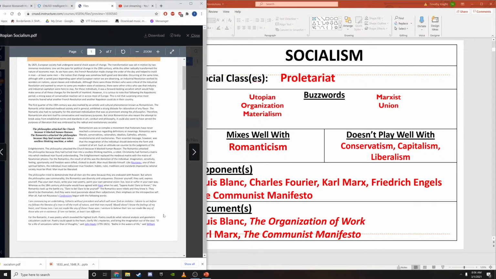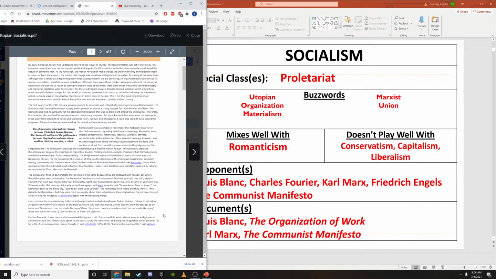The Romantics were rebels, and they knew it. They dared to be themselves, and they were most passionate about their subjectivism, their emphasis on the introspective self. After all, had not Rousseau's Confessions begun with the following words: "I am commencing an undertaking hitherto without precedent, and which will never find an imitator.